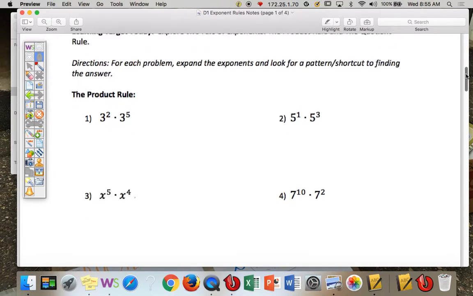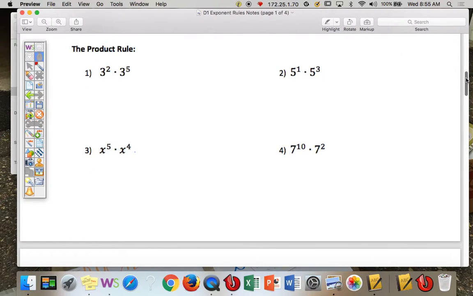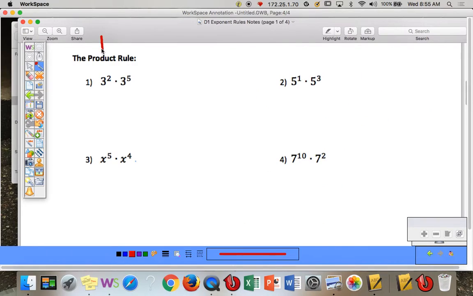So the first one is the product rule. Product meaning multiply. Product is the answer when you multiply. Okay, so let's write it out first. Expand it. 3 squared is 3 times 3. 3 to the fifth is 3 times 3 times 3 times 3 times 3. Well, how can we rewrite that? 1, 2, 3, 4, 5, 6, 7. This is 3 to the 7th.